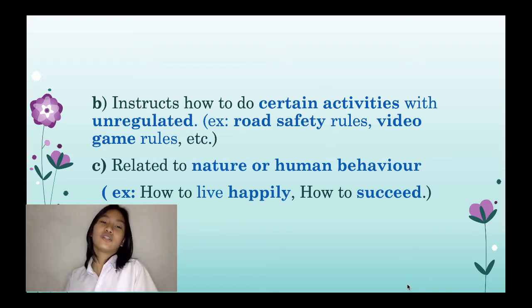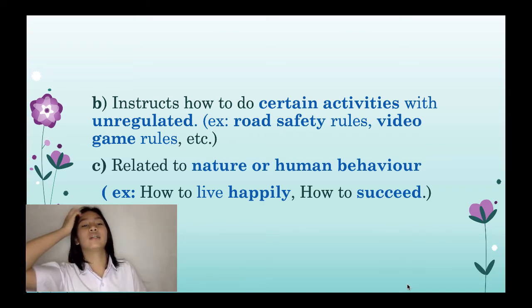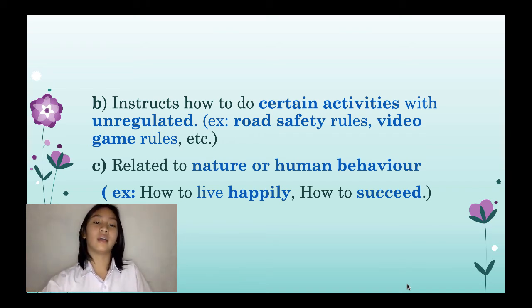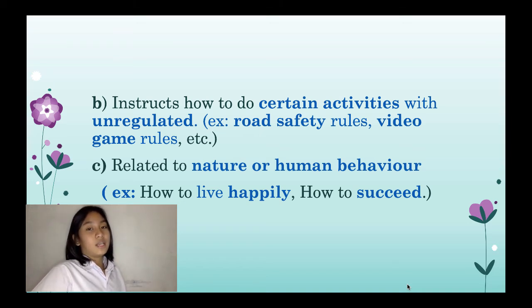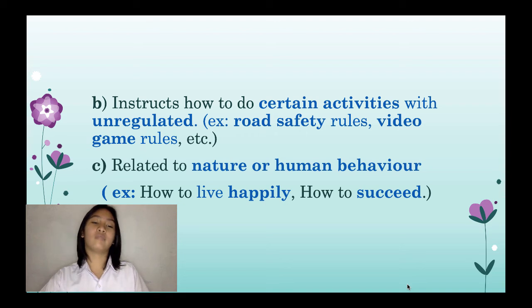Next, it instructs how to do certain activities with regulations. For example, road safety rules, video game rules, and the rest. Next, lastly, it is related to nature or human behavior. For example, how to live happily and how to succeed.